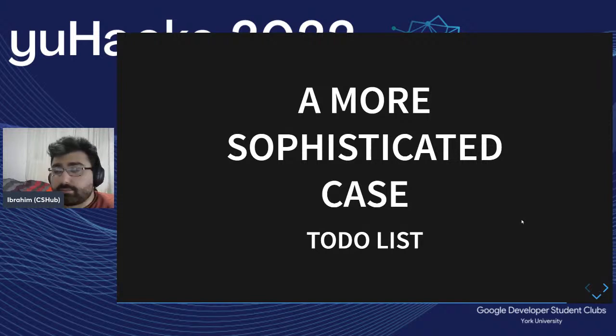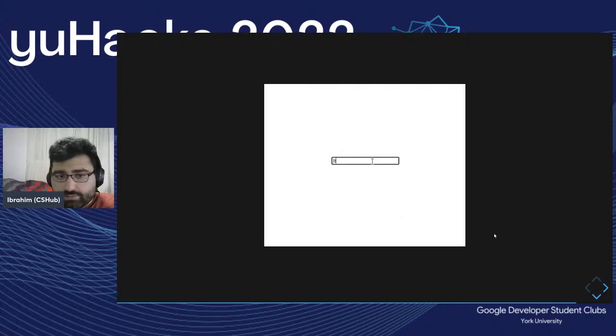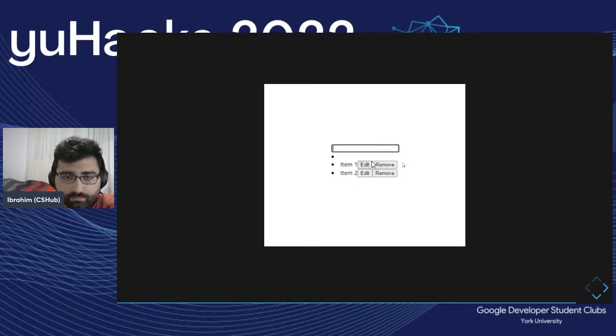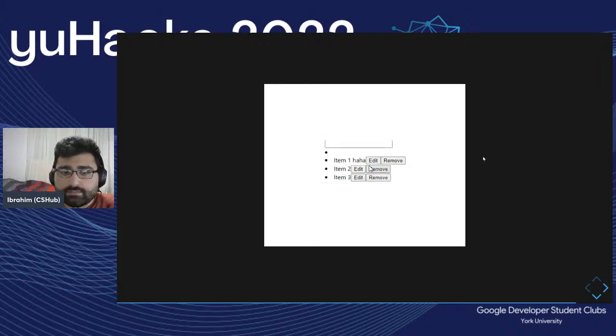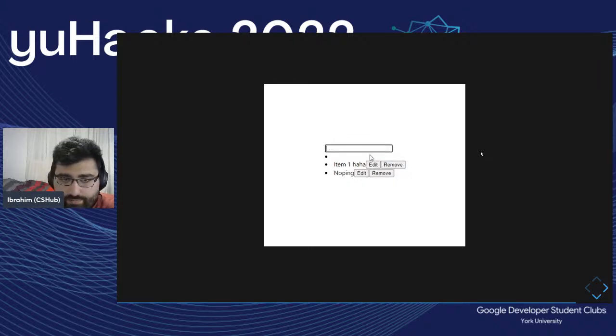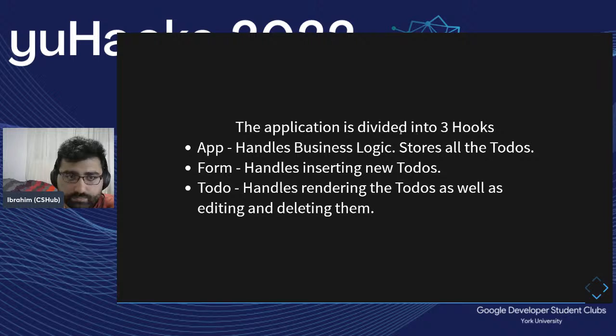Yeah. So a more sophisticated code example, which is the to-do list. This is it. So we have this little thing. To item 3, we edit. And then we can also remove stuff. So that's basically the thing we're doing. I guess let's actually start.